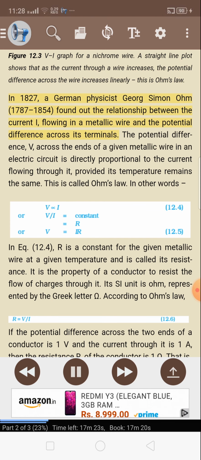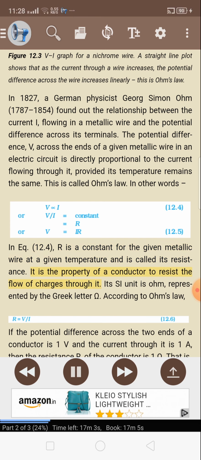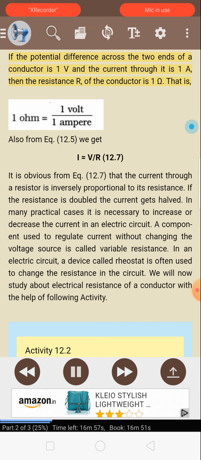In other words, in Eq. 12.4, R is a constant for the given metallic wire at a given temperature and is called its resistance. It is the property of a conductor to resist the flow of charges through it. Its SI unit is ohm, represented by the Greek letter omega. According to Ohm's law, if the potential difference across the two ends of a conductor is 1 volt and the current through it is 1 A, then the resistance R of the conductor is 1 ohm. That is, also from Eq. 12.5, we get I equals V/R, Eq. 12.7.